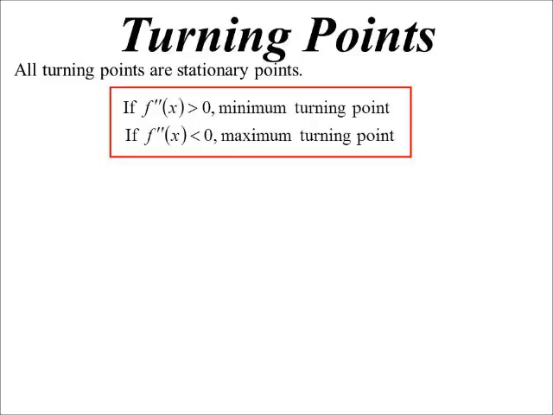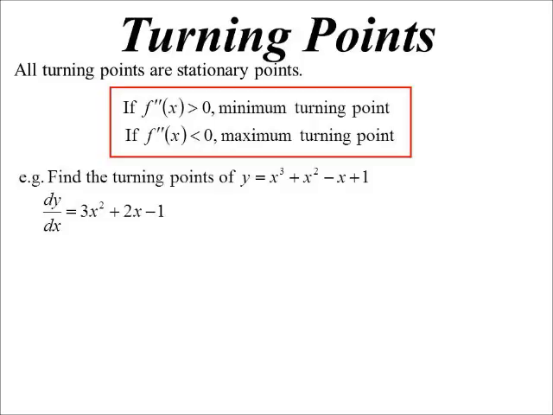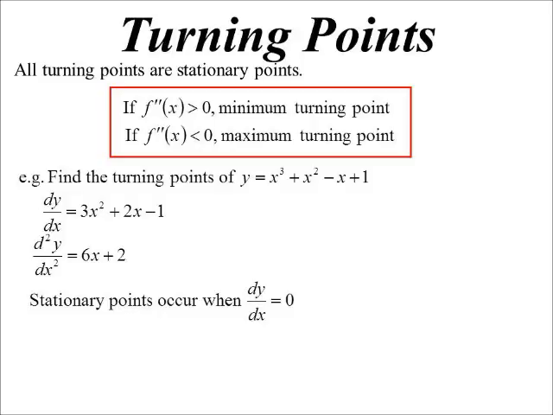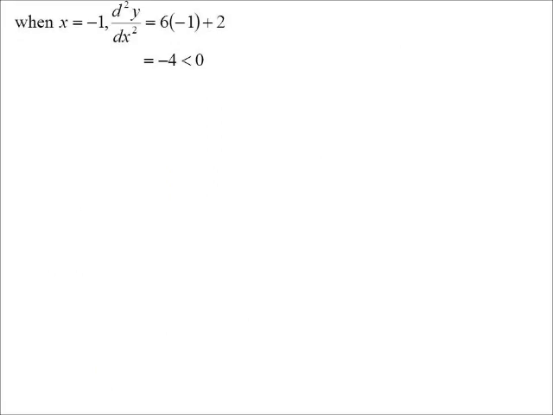So let's find our turning points of this particular cubic, x cubed plus x squared minus x plus 1. We need our first derivative, we need our second derivative. Locate the stationary points. The stationary points occur when the derivative is equal to 0. So we just got to solve our little quadratic here, and we end up with -1 and 1/3. Now let's just test them. When x is -1, the second derivative turns out to be -4, which is less than 0. So I know it's concave down and stationary. So we've got a maximum turning point at (-1, 2).